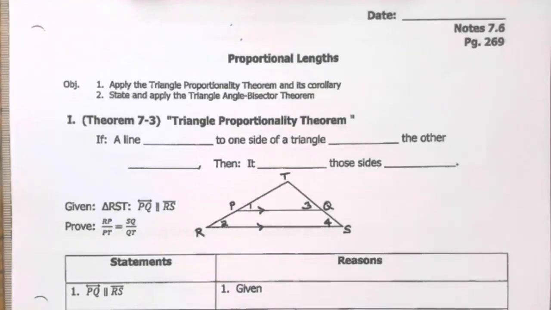Good afternoon. We are going to do notes for 7.6. Title is Proportional Lengths. All right, so Roman numeral 1, we're going to start with the triangle proportionality theorem.